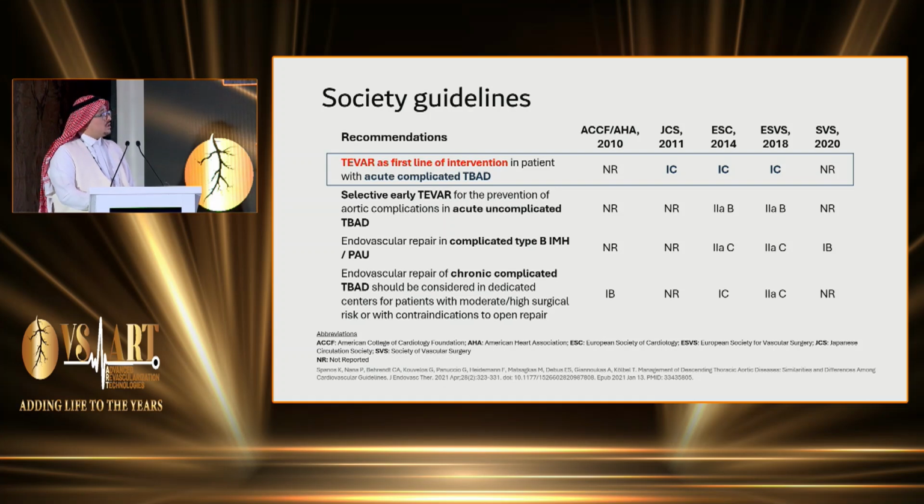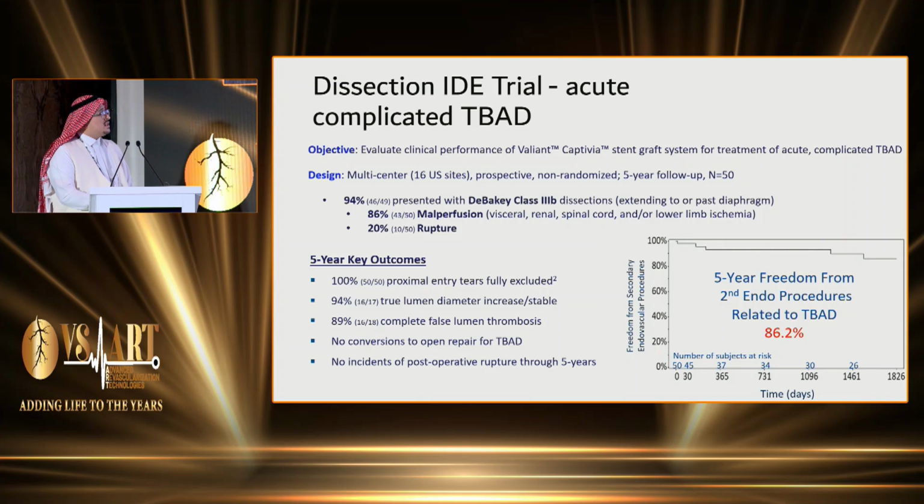If we look at the different society guidelines across the world, TEVAR as a first line of intervention in patients with acute complicated type B dissection is level 1 evidence with a C recommendation. The dissection IDE trial for acute complicated type B aortic dissection showed that at 5 years there was 100% proximal entry tear exclusion, with 94% true lumen stability, 89% complete false lumen thrombosis, no conversion to open repair, and no postoperative rupture throughout the 5 years.